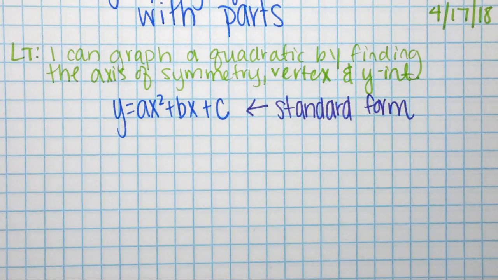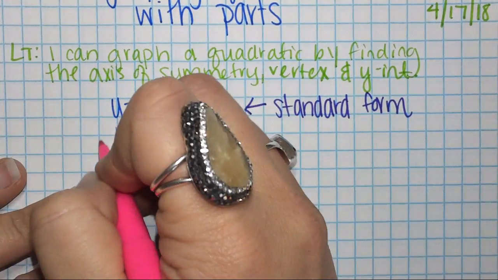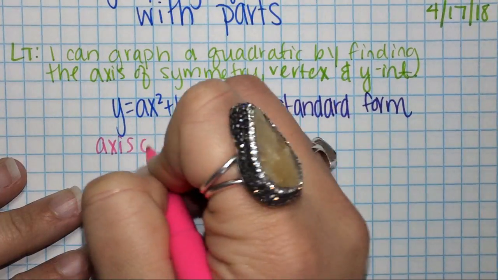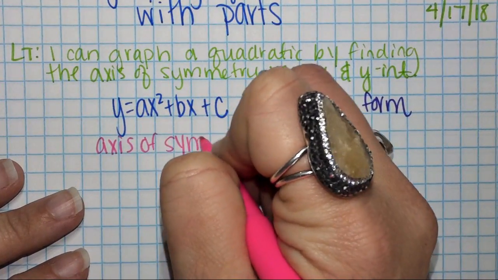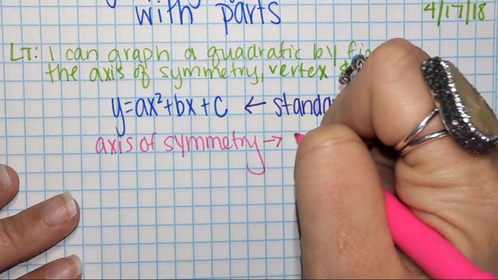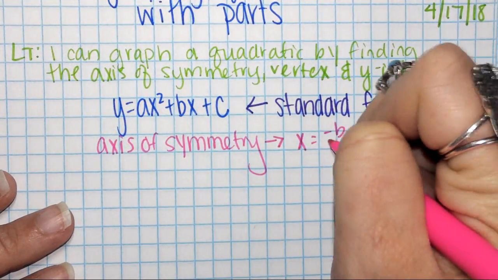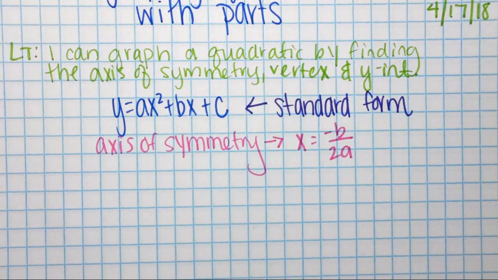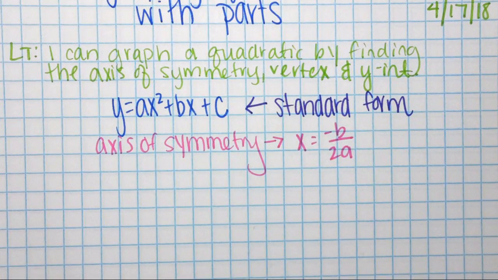All right, now to find our axis of symmetry, we use our equation. We have a little formula that we wrote down yesterday, but just in case you don't remember, to find your axis of symmetry, it's x equals the opposite of b divided by 2 times a. So you take whatever b is in your quadratic, you change the sign, and you divide it by 2 times a.